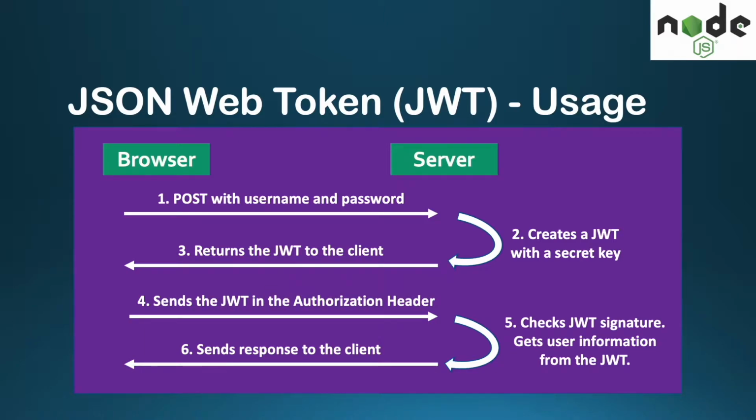Now, whenever the client needs to request some information, it sends the JWT in the authorization header. So this is the typical way we use JWT. We will store the JWT, the token, at the client, at the browser, and send the JWT in the authorization header. Whenever the server gets that request, it will check the JWT signature. It will check whether the information is valid or not. And if it is valid, it will get the user information from the JWT and use that to process it and send the response back to the client. So this is the typical process of how JSON Web Tokens work.